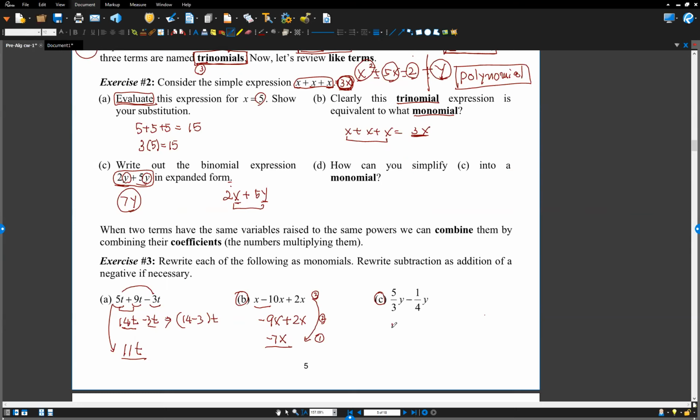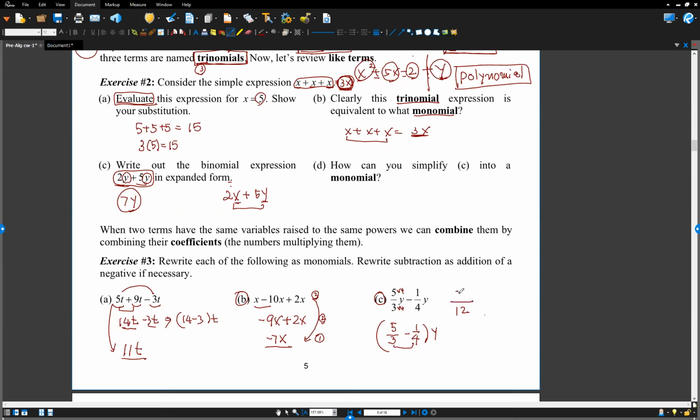So 5 over 3y minus 1 over 4y is... So what is the common denominator? The common denominator is 12. Yeah, 12, excellent. If this is 12, we multiply by 4, right?